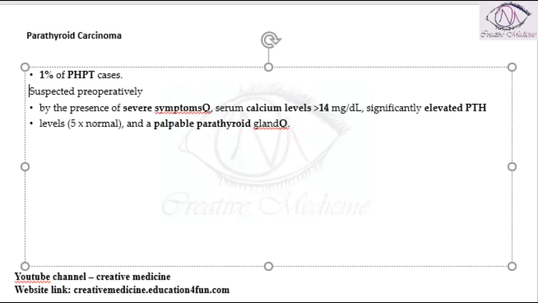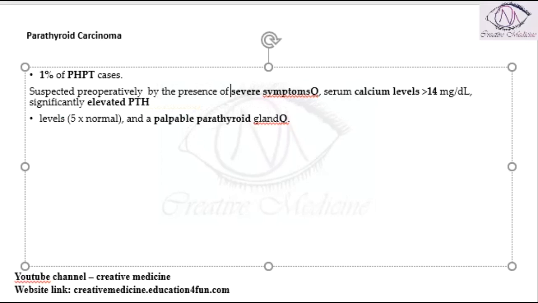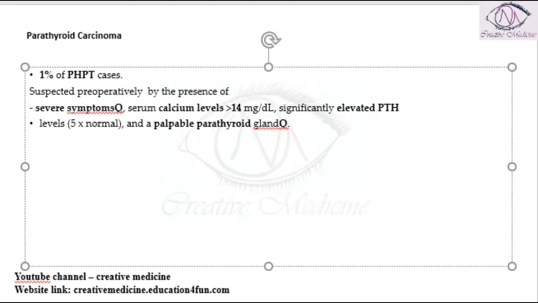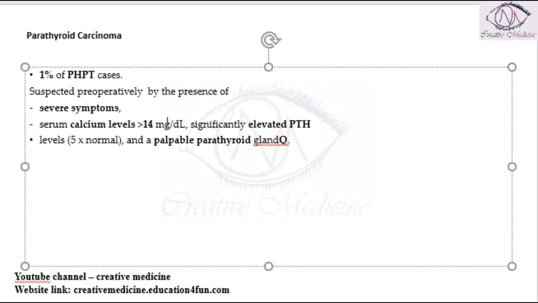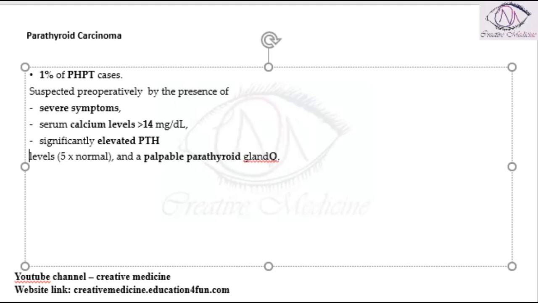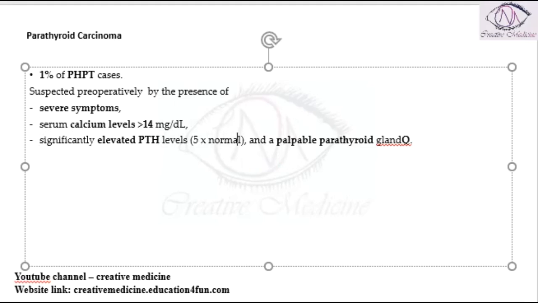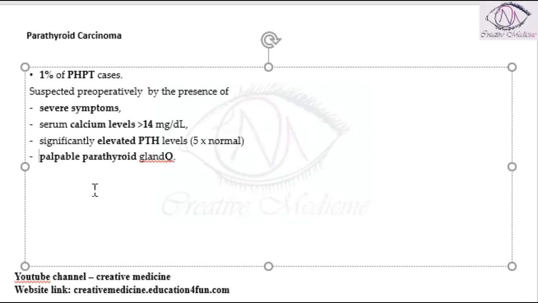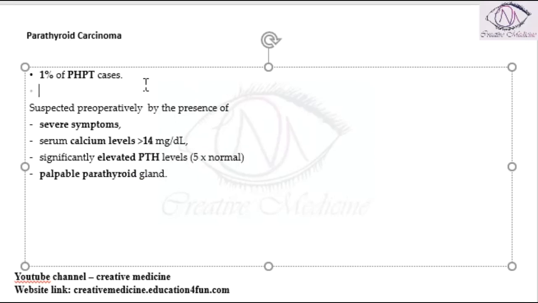It is suspected if the patient has severe symptoms, if the serum calcium level is found to be more than 14 milligram per deciliter, if there is a significant elevation of parathormone, almost 5 times the normal, or if there is a palpable parathyroid gland. In all these conditions we have to suspect that parathyroid carcinoma might be present. So it is suspected by these three main conditions.